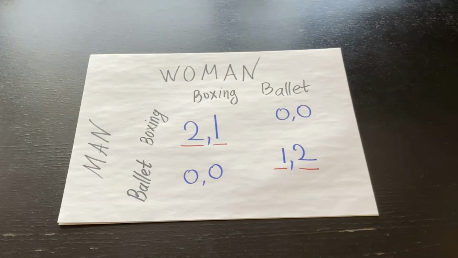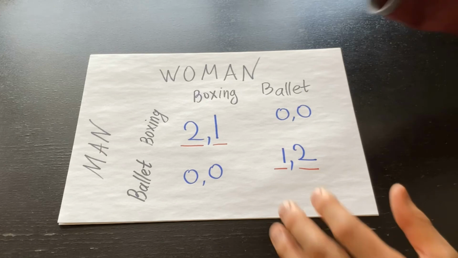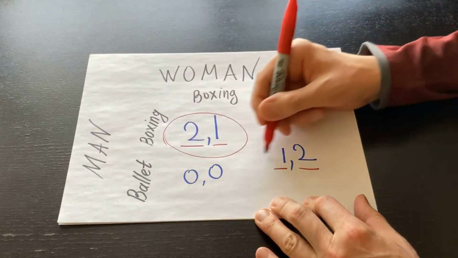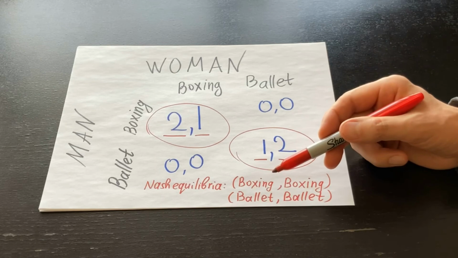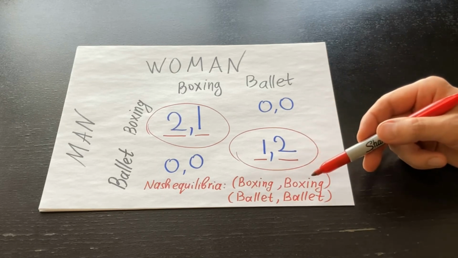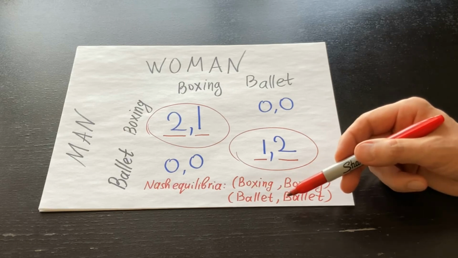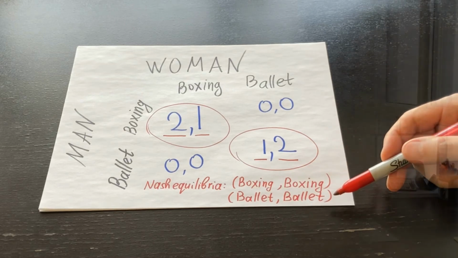And the cell with 2 payoffs underscored is called the Nash equilibrium. In our game, we have 2 Nash equilibria. In this game, we have 2 solutions. The first equilibrium is the man goes to the boxing match and the woman goes to the boxing match. And the second equilibrium is the man goes to the ballet and the woman goes to the ballet.